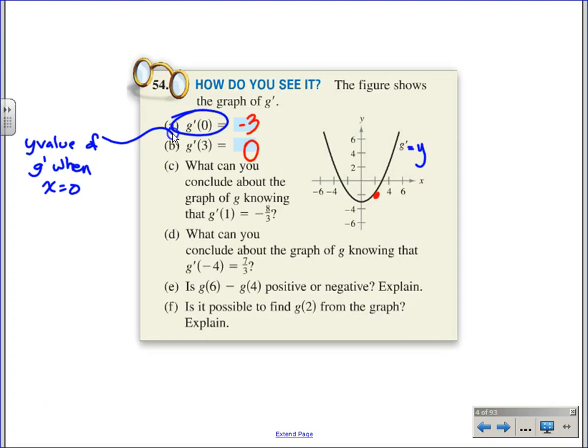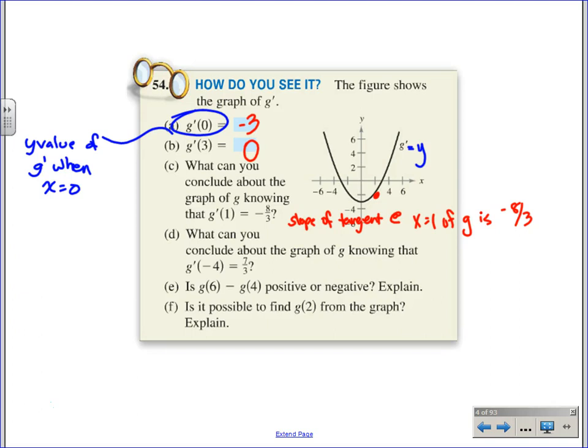Someone tell me another way of saying derivative. Slope of a tangent line. So couldn't we say, for g, the slope of the tangent line at what x value? Yeah, at x equals 1 of g is... Replace slope of a tangent line with something else from that box. Instantaneous rate of change. The instantaneous rate of change of g at 1 is negative 8/3.